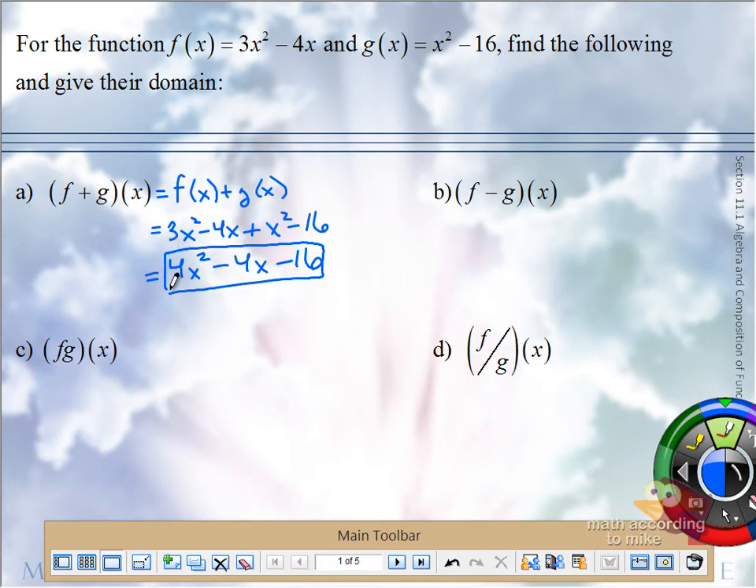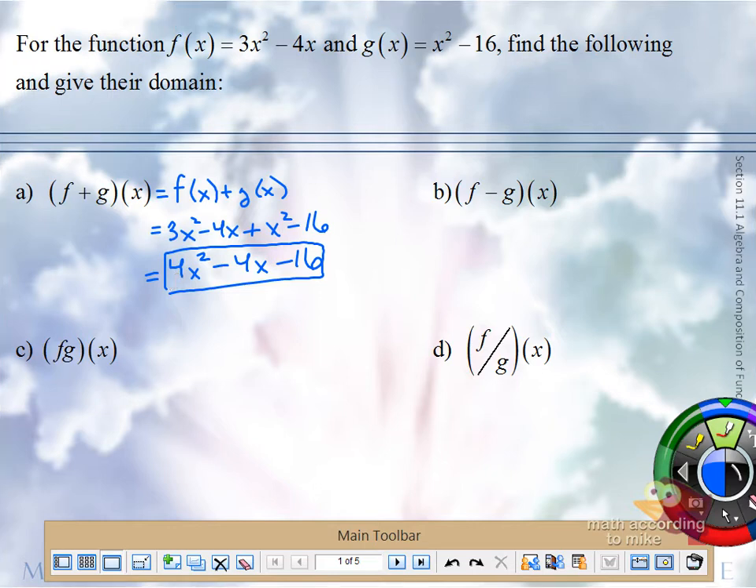So you created a new function whose name is f plus g, and it's defined as 4x squared minus 4x minus 16. Stop. What do students try to do? They set it equal to 0 and solve for x. Is this an equation? No, it's a definition. That's why the equal sign is there. So don't make it into an equation. Don't solve for a variable. All you're doing is making new functions out of old. So to make the new function, whose name is f plus g, you just add the previous two functions.